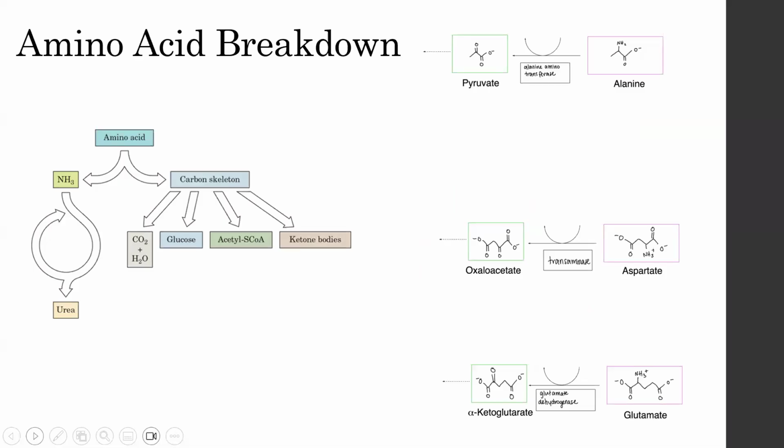Additionally, amino acids can be used to generate citric acid cycle intermediates. Alanine can be converted to pyruvate. Aspartate can be converted to oxaloacetate, and glutamate can be converted to alpha-ketoglutarate. Also, the NH3 that is created from the breakdown of amino acids can be used with CO2 in the nucleotide synthesis process, which we'll talk about later.